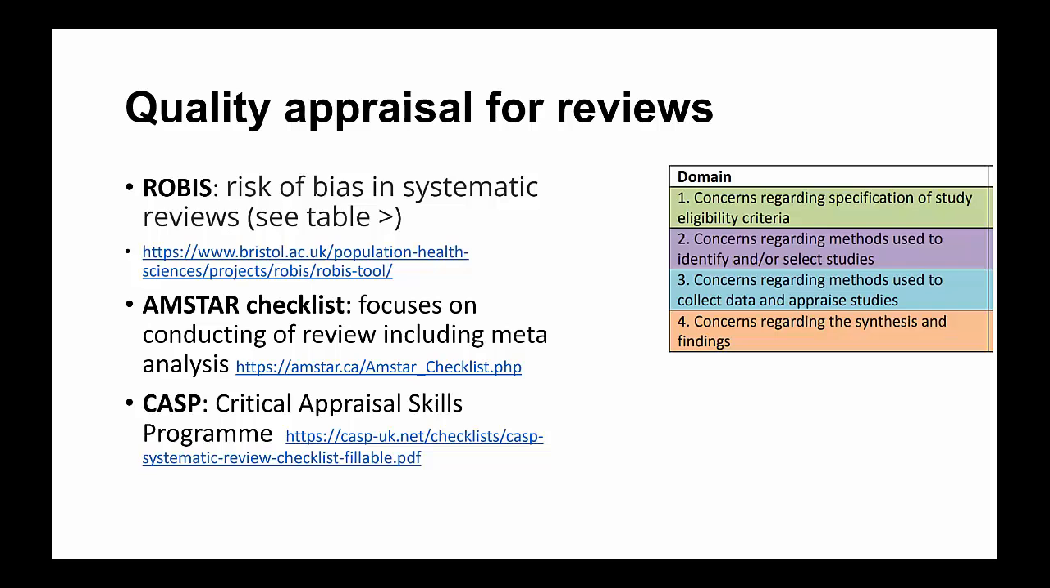I like ROBIS, and that's the domains here that I put on the page. AMSTAR is really good if they're looking at meta-analysis, and then the CASP one. So this is a critical appraisal of reviews. This is not the risk of bias tools that we were talking about that you're going to use when you're doing your own systematic review and looking at primary studies.